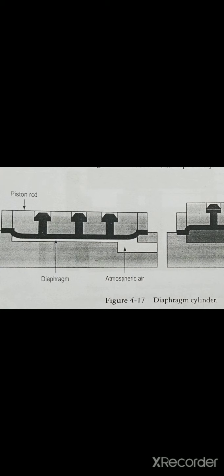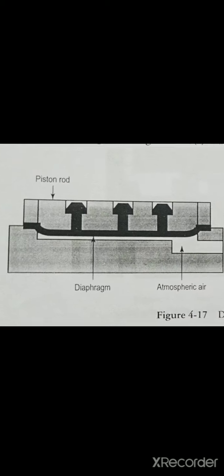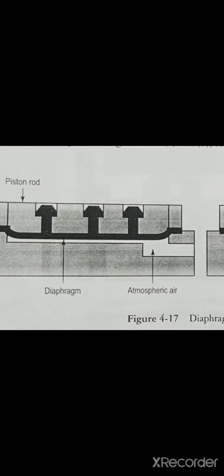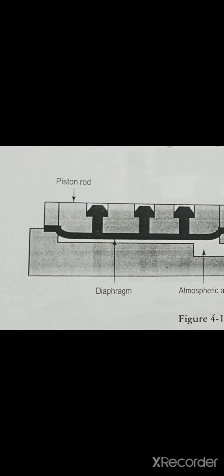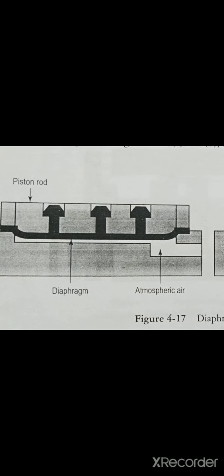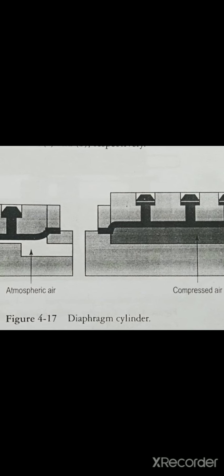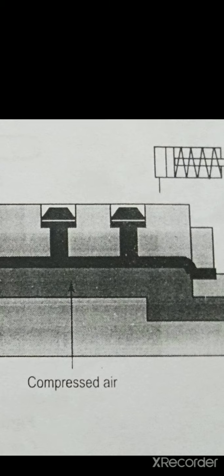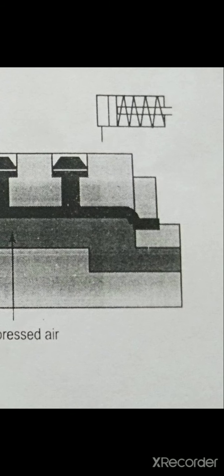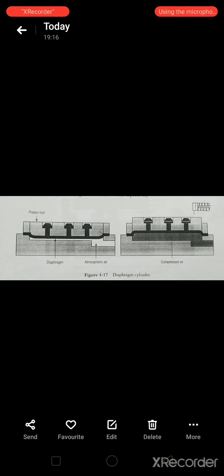Now we'll see the diaphragm cylinder. So you can see in the figure there is a piston rod, diaphragm, atmospheric air, and when the compressed air goes inside, and the notation. So a diaphragm cylinder consists of a built-in flat or round pre-tensioned diaphragm, usually made of polyurethane (PU). So a piston rod is mounted on the diaphragm.